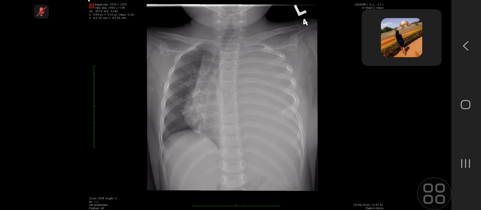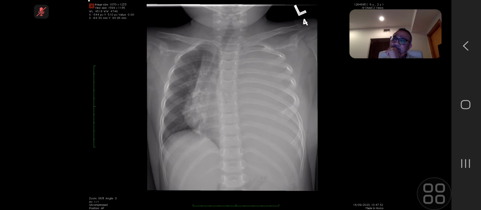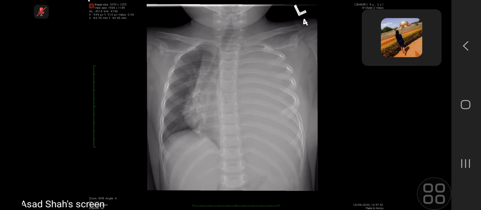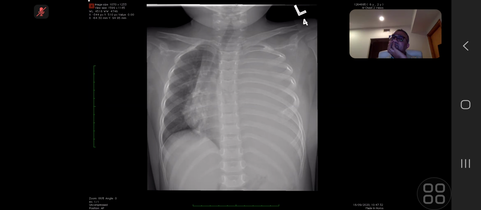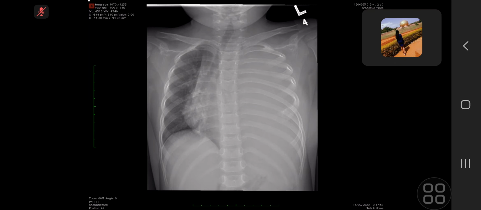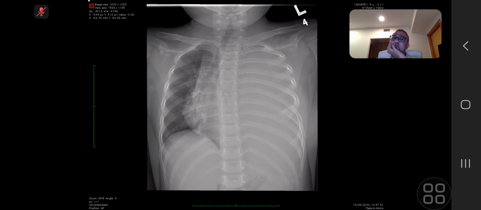Right. Okay. So what does that imply? What's the cause of that whiteout of the left hemithorax? That would be a huge soft tissue component associated with Ewing sarcoma, or it could be a large pleural effusion.